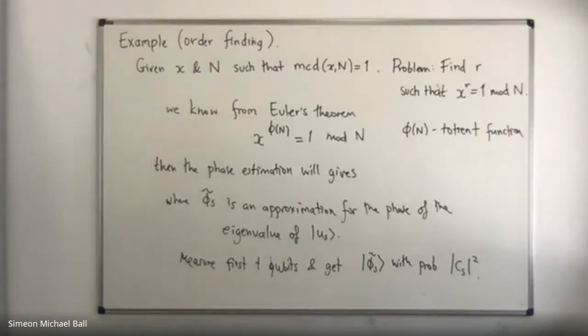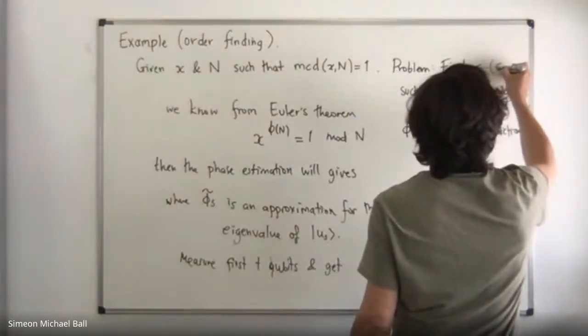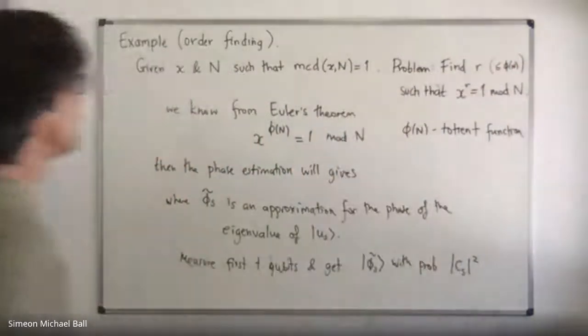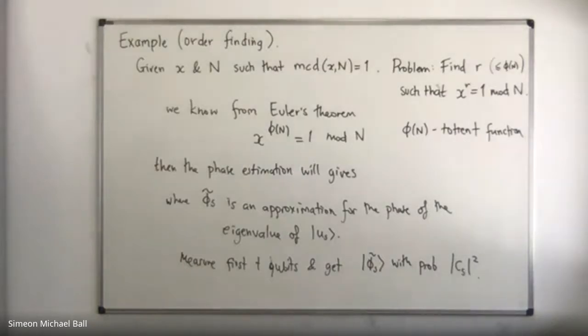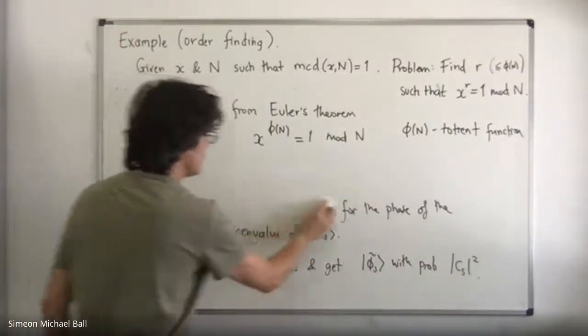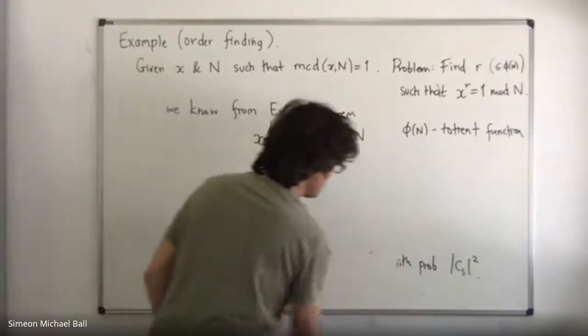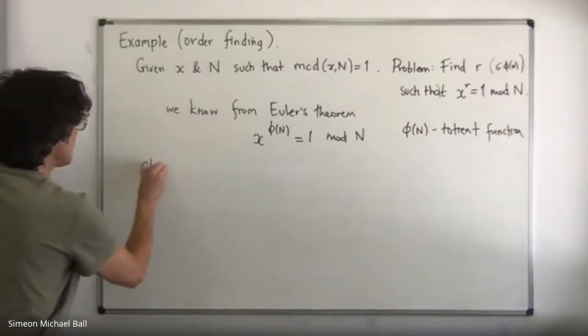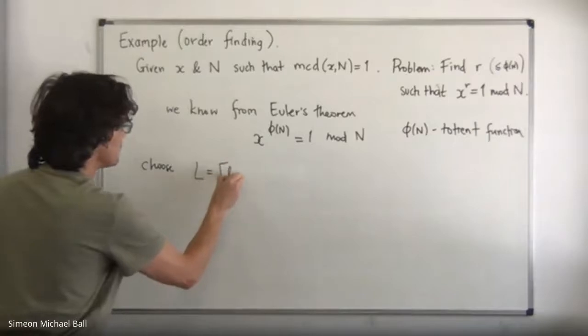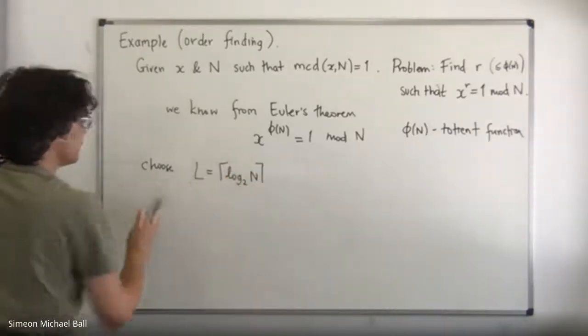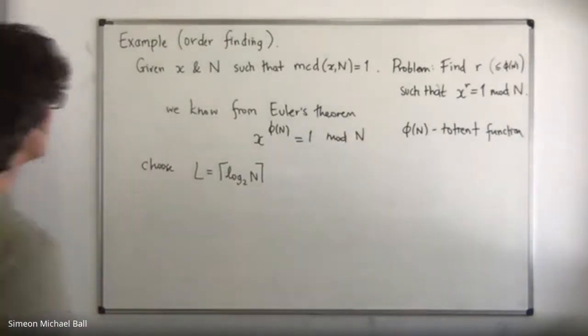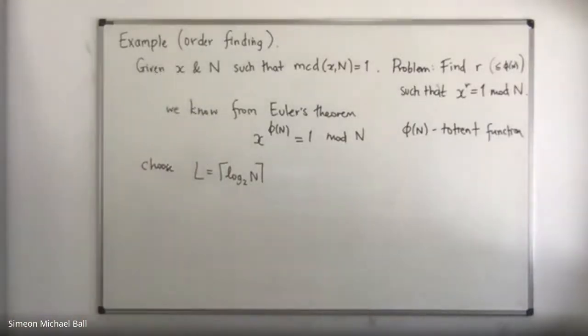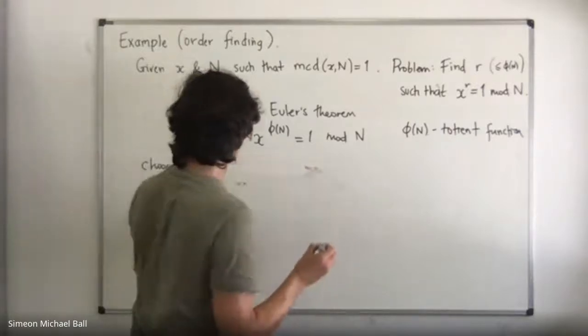So we're trying to find r, and we know that r is less than or equal to phi(N), which is less than N. So we need to work on a quantum circuit which allows us to go at least past this N. So we're going to be choosing L, so choose L bigger than N.